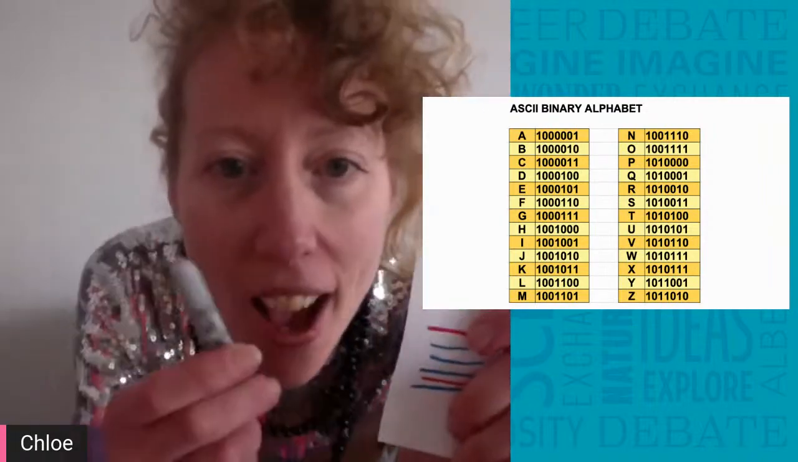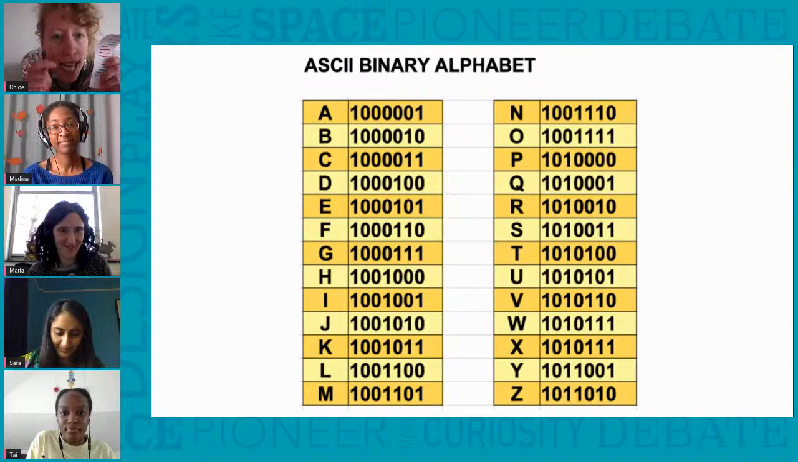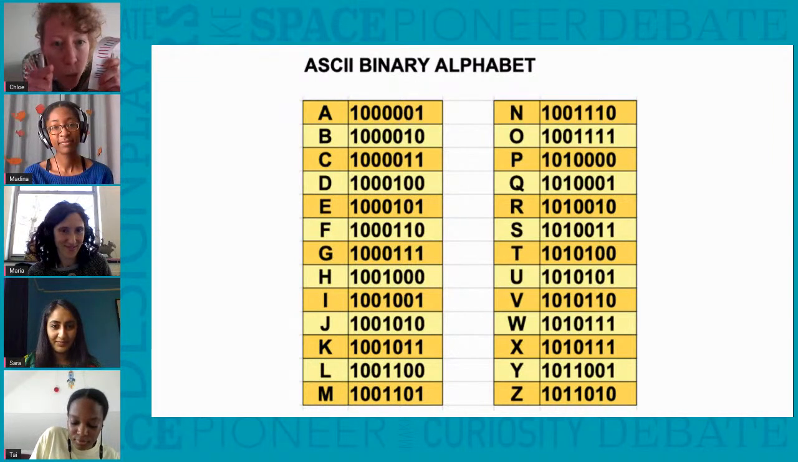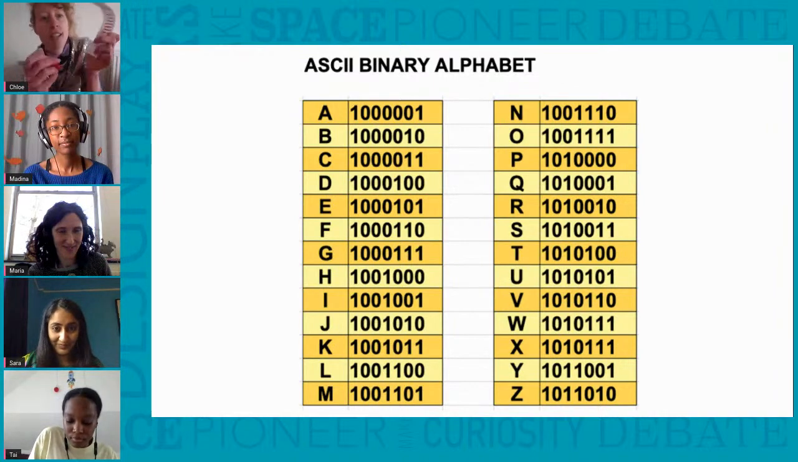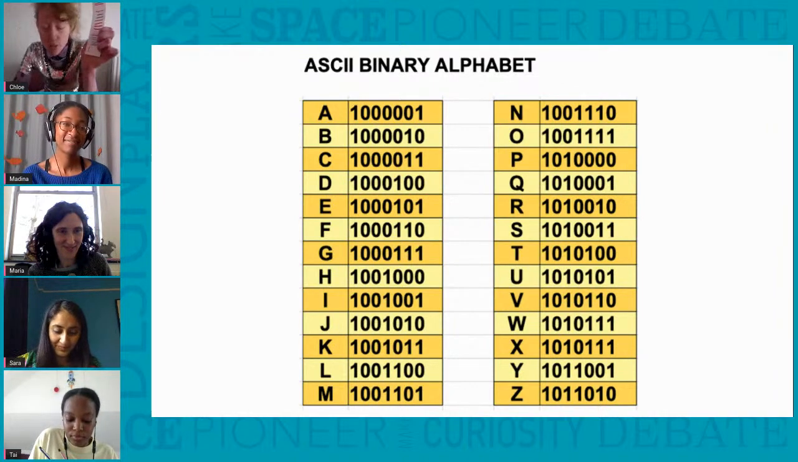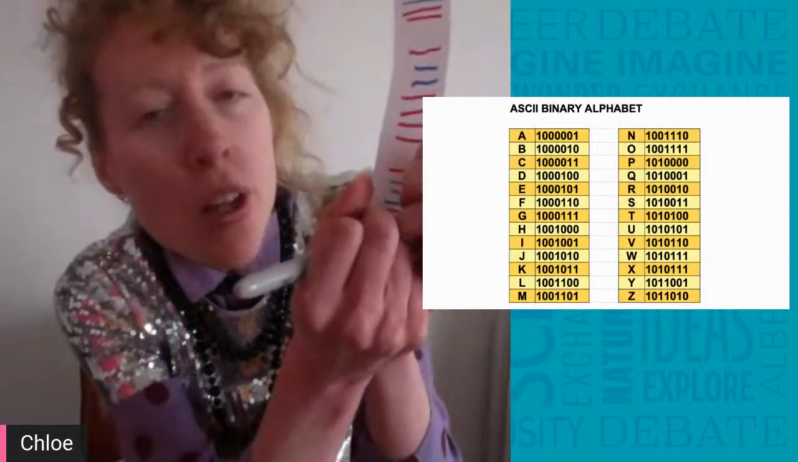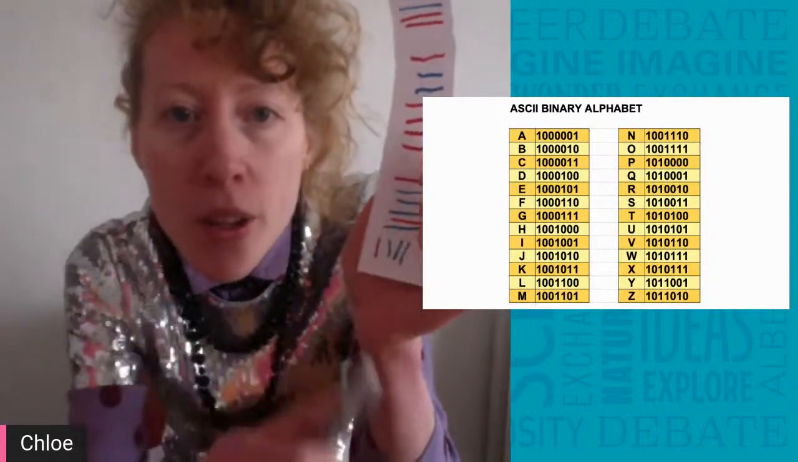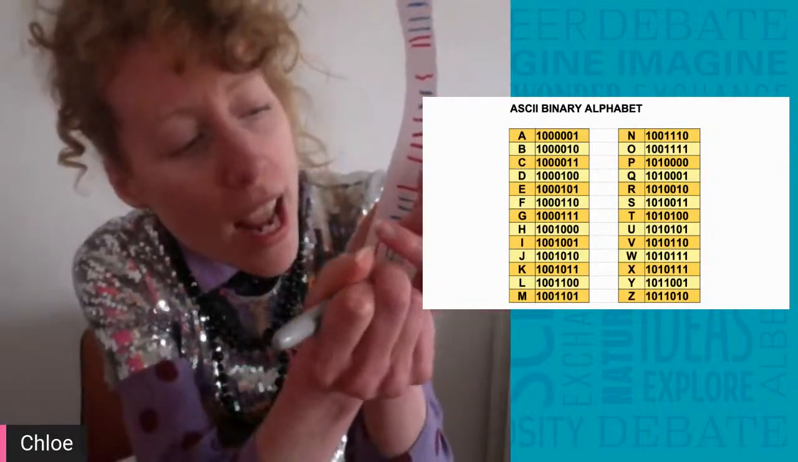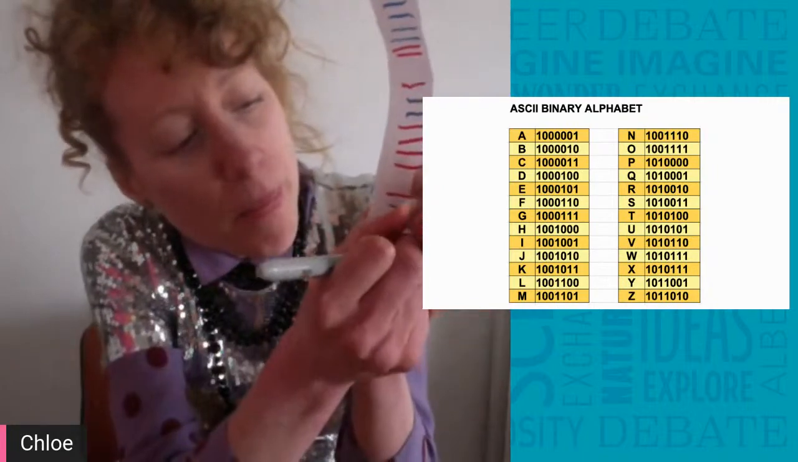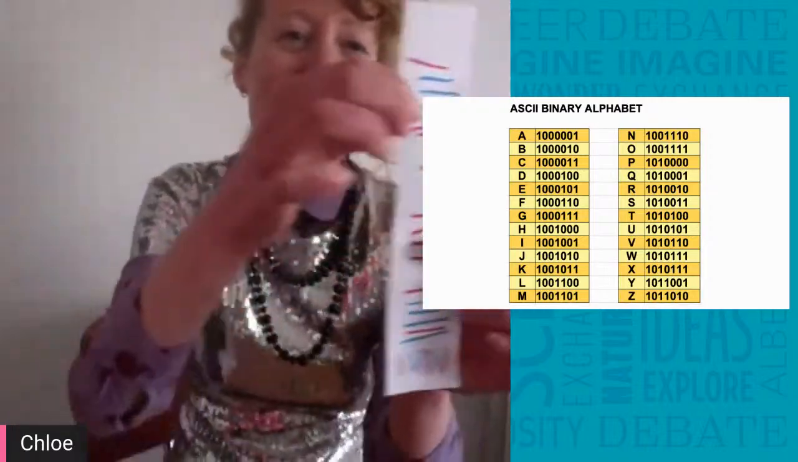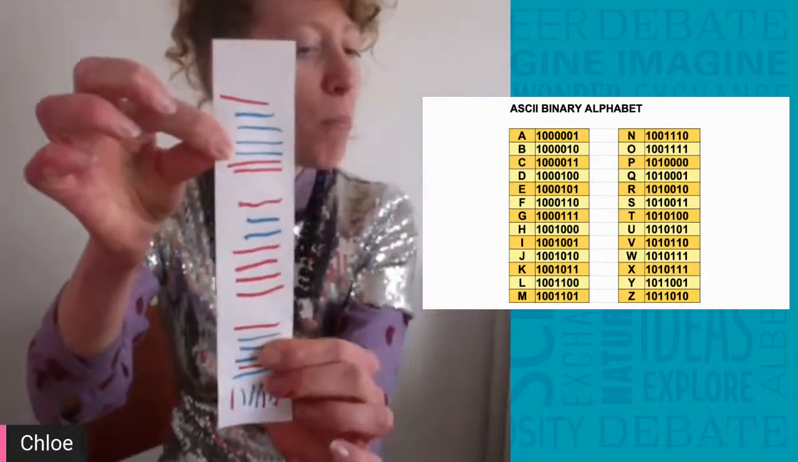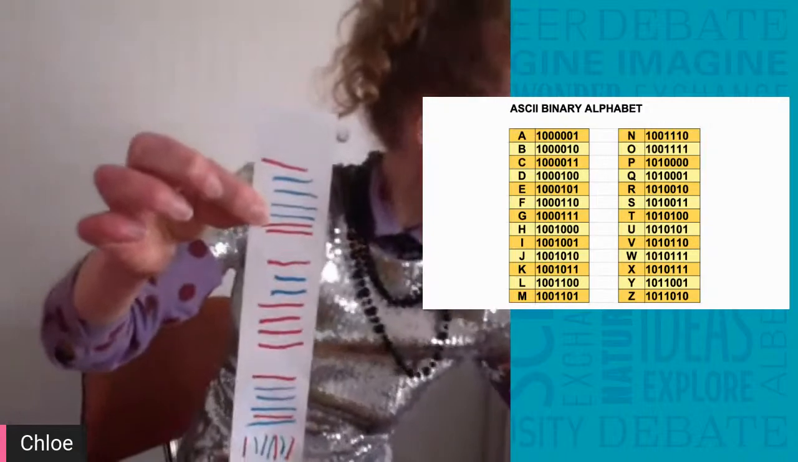So for my E, I'm going to go for, what is it? It's 1000101, or red, blue, blue, blue, red, blue, red. Here we go. So I've got red, blue, blue, blue, red, blue, red. Yes! I have completed my binary code bookmark, and I can put it in my favourite book.